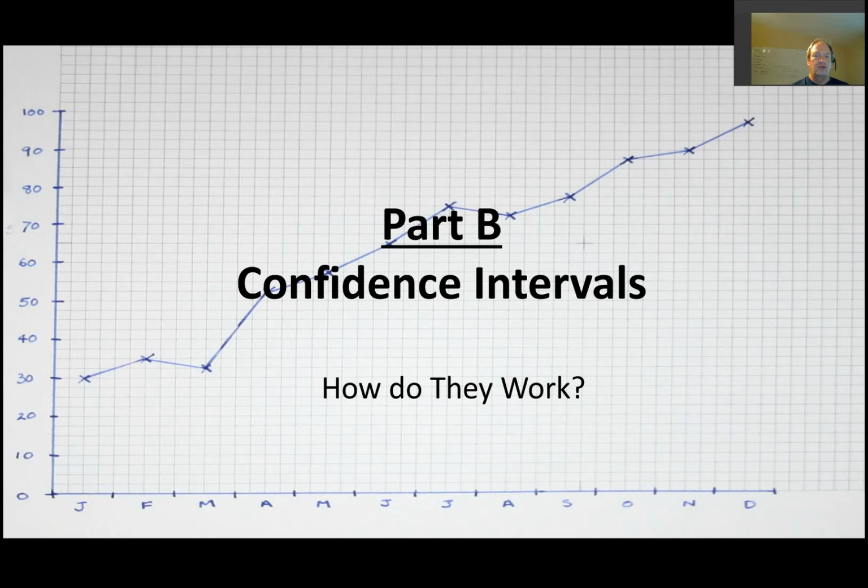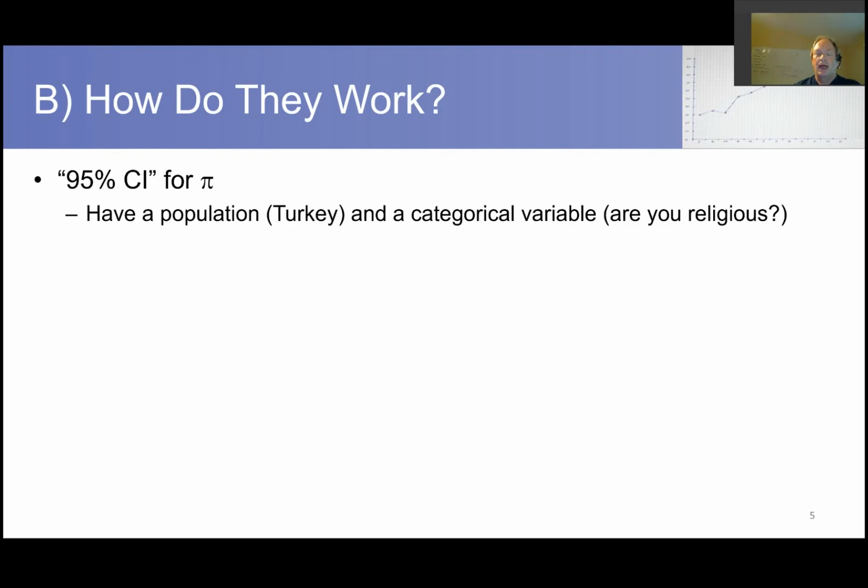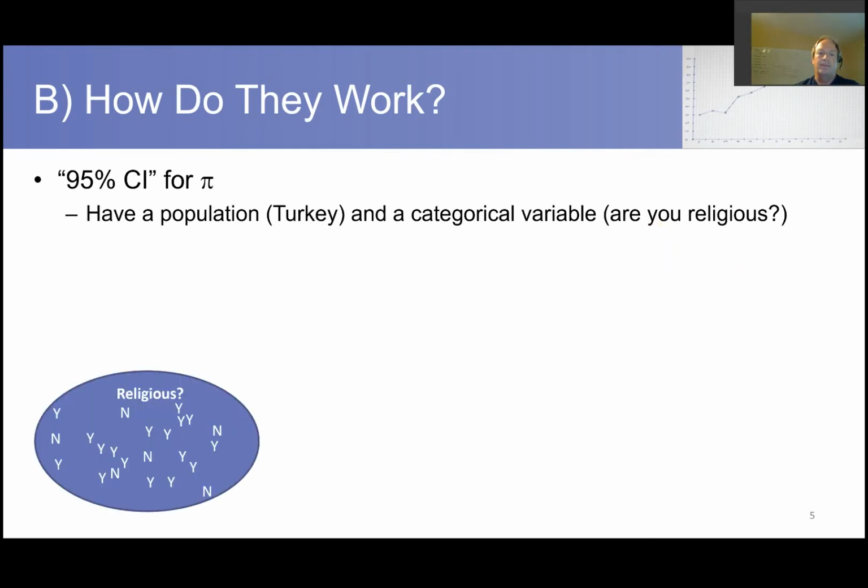So how do confidence intervals work for population proportions? And I'm going to use a kind of hypothetical scenario. Again, I'm going to look at a 95% confidence interval, but this time it will be for pi. And I'm going to take a version of the Arab Barometer that you didn't look at, which is a survey in which they happened to look at Turkey in that year and asked the question, are you religious, of the individuals from Turkey that took the survey?